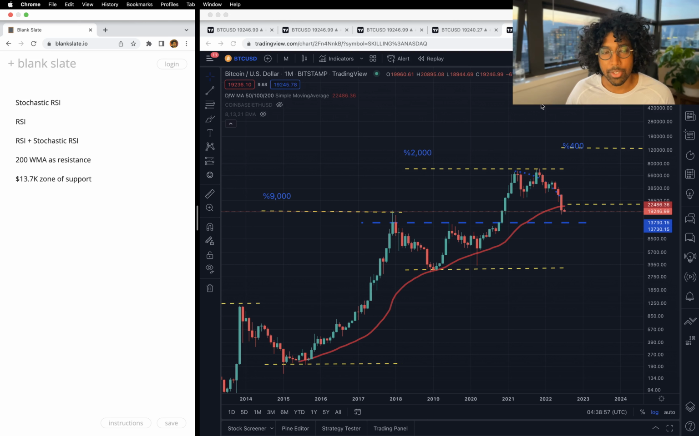Let's jump right in. I just want to talk today about where I think the bottom could be. Well, maybe not where I think the bottom could be, but what some of the indicators are saying about the bottom. Let's put it that way. I want to talk about these five things, the stochastic RSI, and I'm not going to deep dive into these. I'm just going to show you the data. The RSI and the stochastic RSI, the 200-week moving average as resistance, and the 13.7K zone of support. I bought some Bitcoin today at basically right at 19,000.